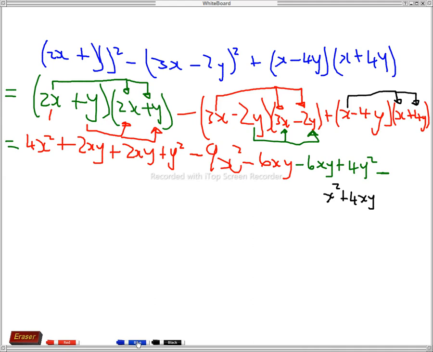Let me use a blue one. So it's going to be negative 4y multiplied by x. Therefore, my answer is going to be negative 4xy. Then when I say negative 4 multiplied by positive 4, my answer is going to be negative 16.